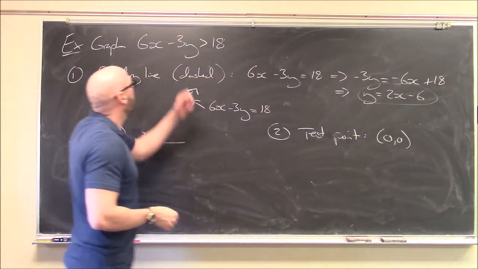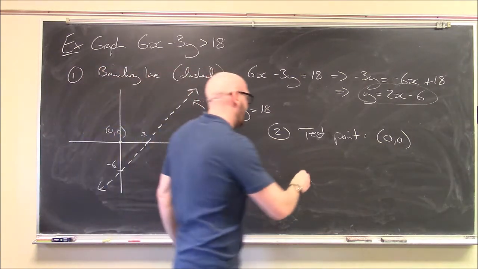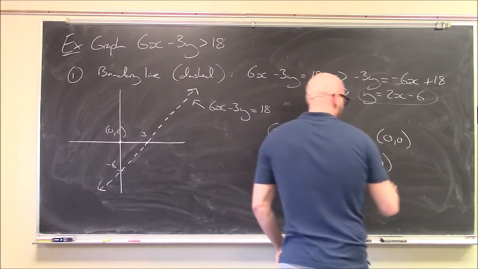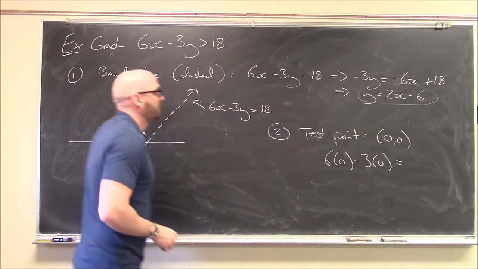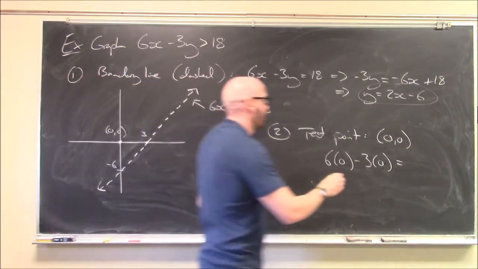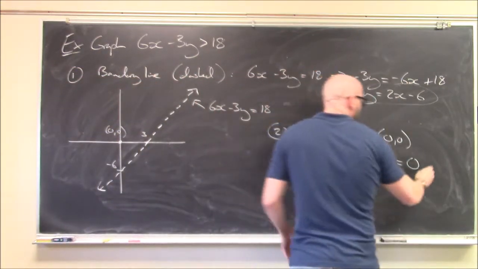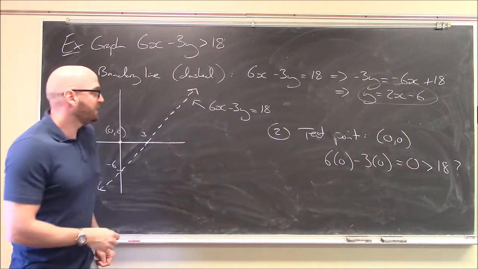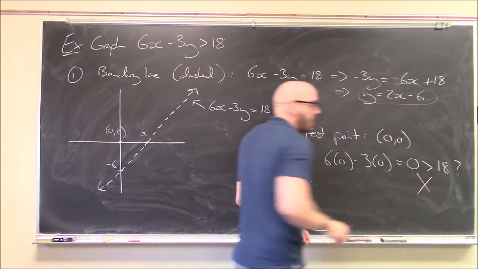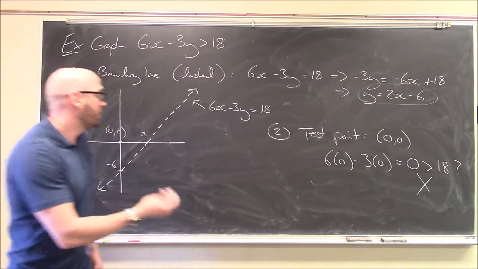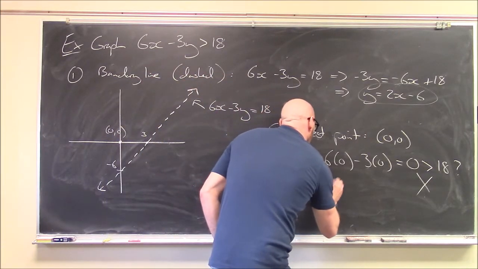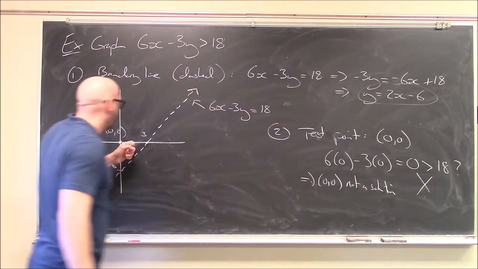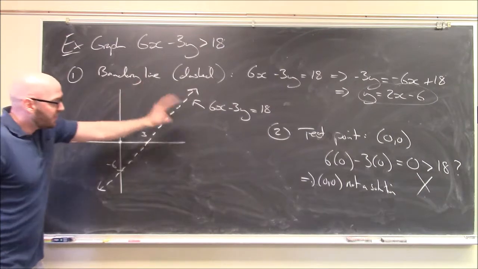Is it a solution to this inequality? Well, we'll plug it in. 6 times 0 minus 3 times 0. What's that equal? 0. Is that bigger than 18? And the answer is no, right? Obviously, it's not. 0 is less than 18. So it's not a solution. 0, 0, not a solution. Which means the upper half plane here is not the graph. It's the other half plane that I want.